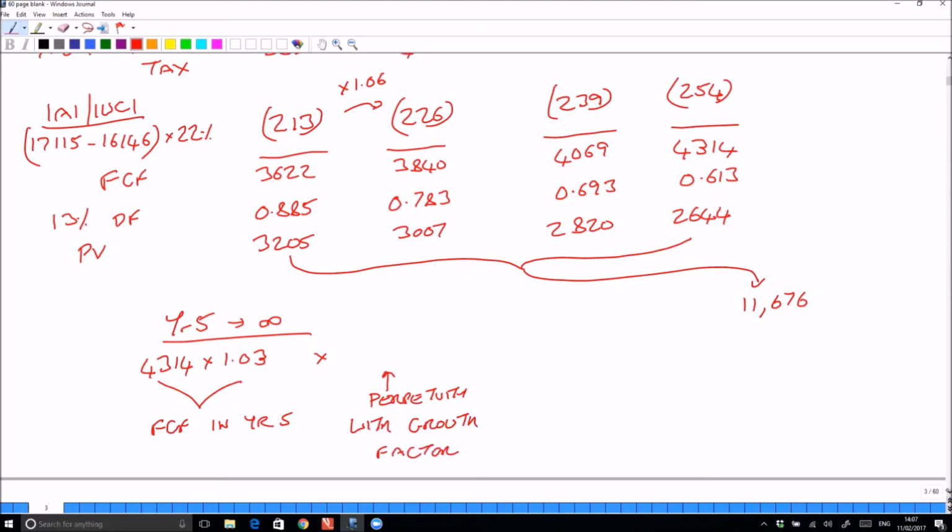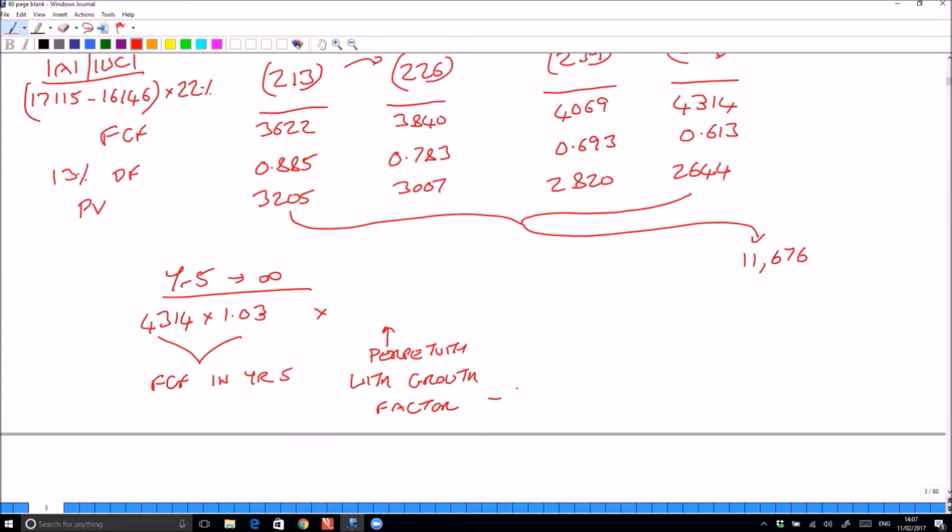And this is something you must lock away in your mind. What is it? It's 1 over R minus G. And remember, what's our discount rate? What's our WACC? It's the 13%, isn't it? And what's our growth rate? It's the 3%. And then what must we multiply by? I'm sorry. We need to multiply by a suitable discount factor, because our perpetuity is delayed.